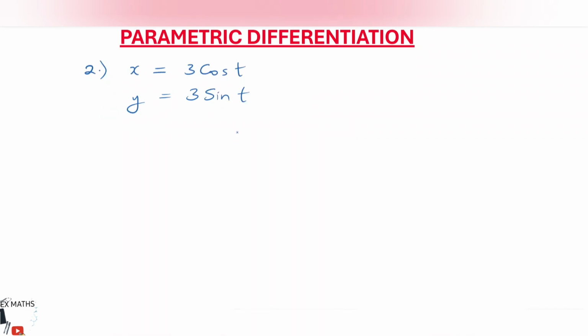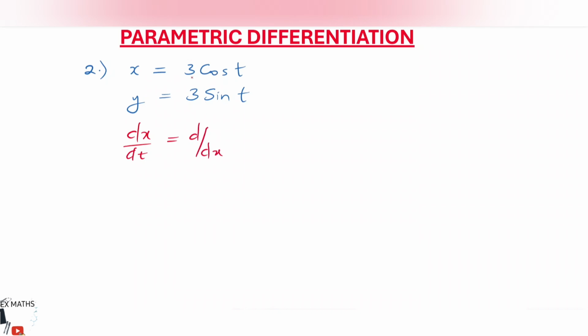Next question. x is equal to 3 cos t, y is equal to 3 sin t. Those are the two parameters that we are given. So we need to differentiate each parameter first with respect to t. Let's start with dx/dt.